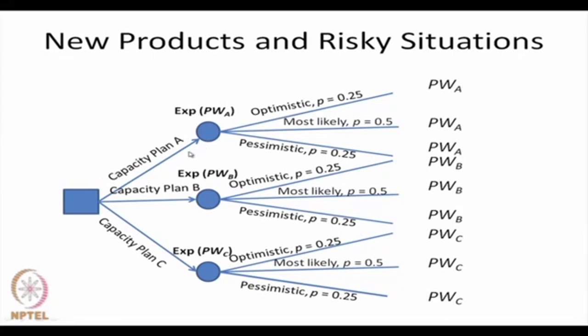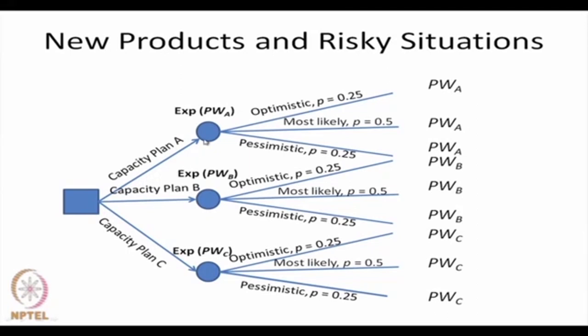Here you will see 3 types of symbols. One, a square symbol, a circle or ellipse symbol, and then certain lines. What we are showing here, this ellipse or circle, are called chance nodes, and the square node is called a decision node. It says that we have 1 decision to make out of 3 alternatives. One is we can go for capacity A, another alternative is capacity B, and another alternative is capacity C. So, we have 3 alternatives, and this is the place where we have to take a decision whether to go for this or this or this.